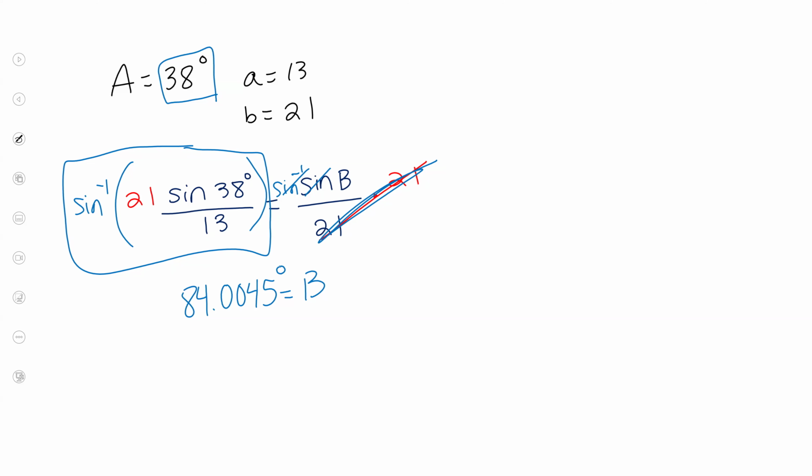Okay, so I'm just going to draw a picture. They told me angle A was 38 degrees. Across from angle A is side A, and it's 13, I'll say inches or something. This is angle B. I just found it. It's about 84 degrees. And across from angle B is 21. So these are the details that they gave me.